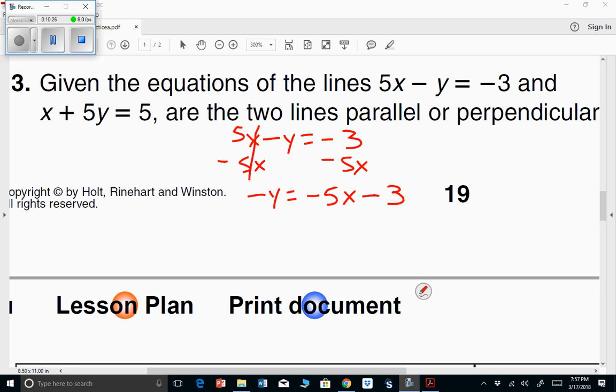Remember I told you I like that x term to be before the constant term. And we've got negative y, and to get rid of that, we'll multiply both sides by negative 1, the whole side. And in effect, all that does is change all the signs.